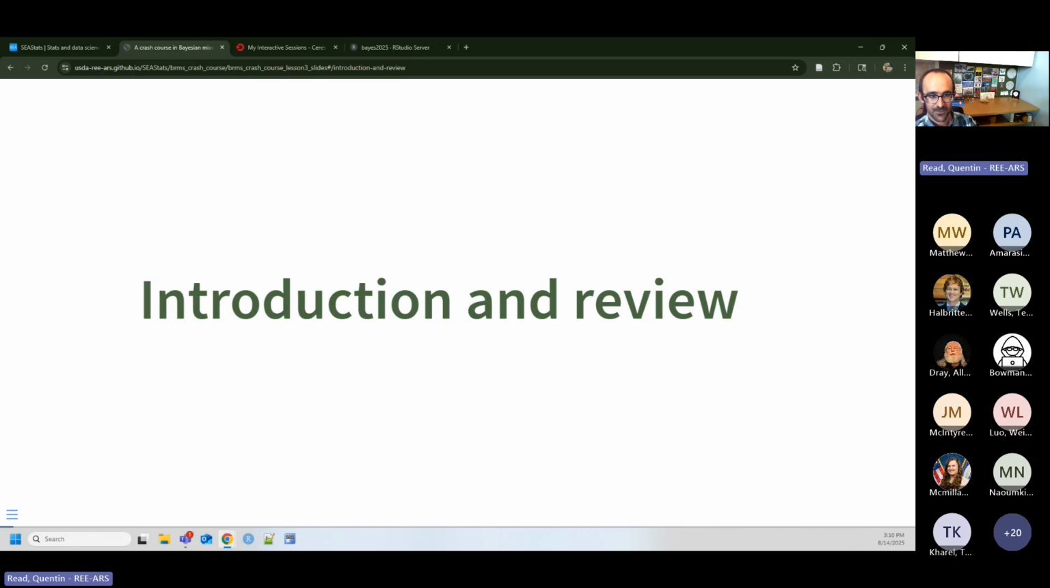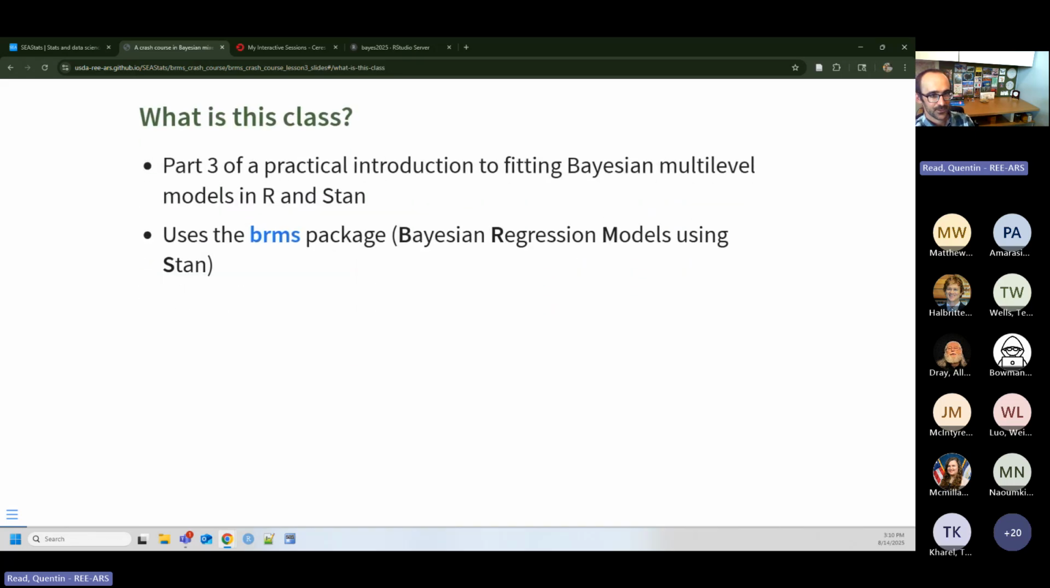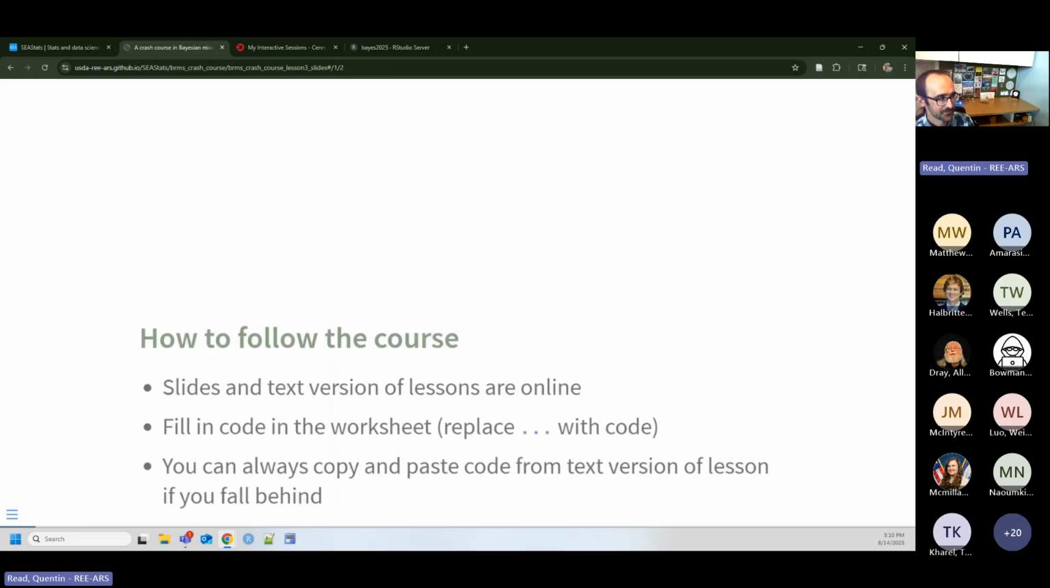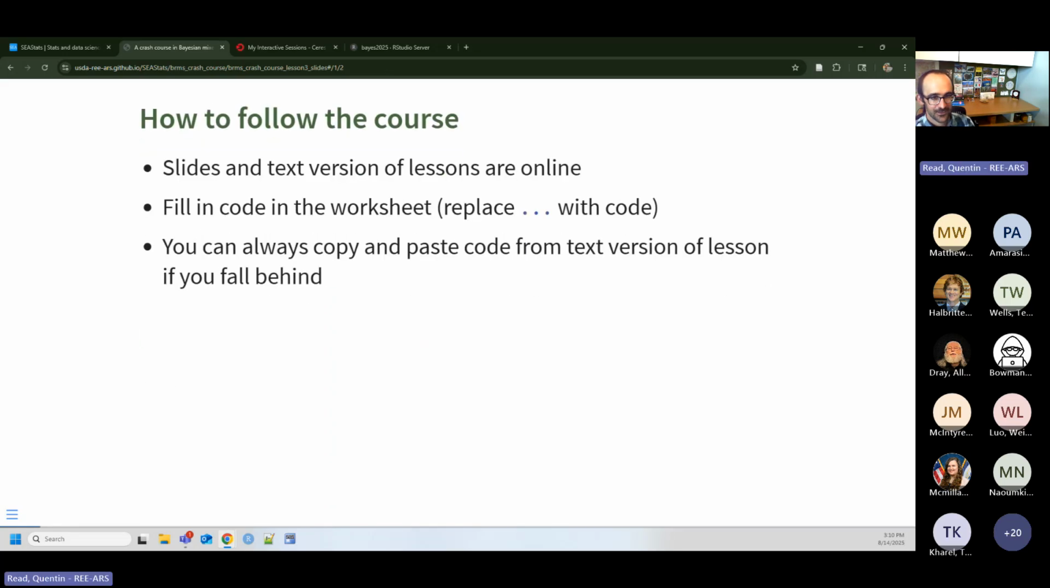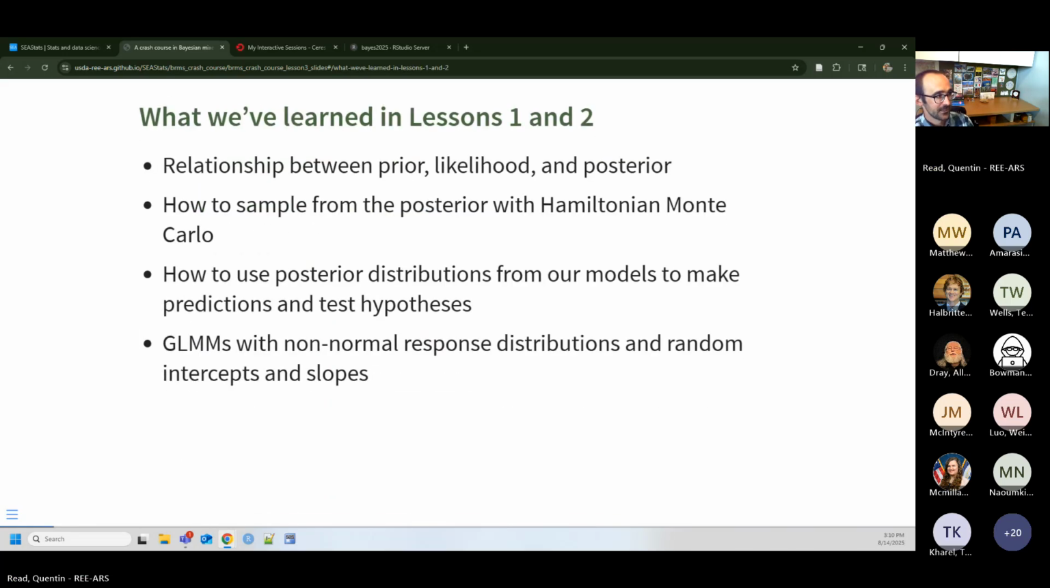And we have some review of what we've learned so far. Again, we're now at part 3 of our crash course here, and you already know how to follow along. And just so that you can feel good about yourselves and what you've learned so far, we've learned how the prior, likelihood, and posterior interact to give us the answers we want.